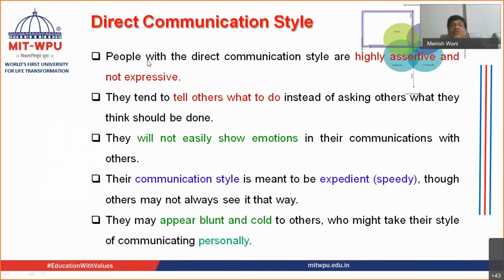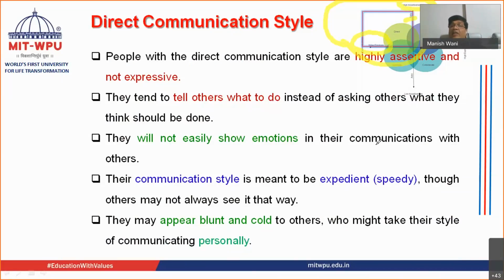Now coming to each and every style in detail, let us study each style in detail. Let us first see the direct communication style. The direct communication style lies in this quadrant. This quadrant reflects high assertiveness, meaning the person who tells, and very little emotion. So emotionally he is hiding his emotion.